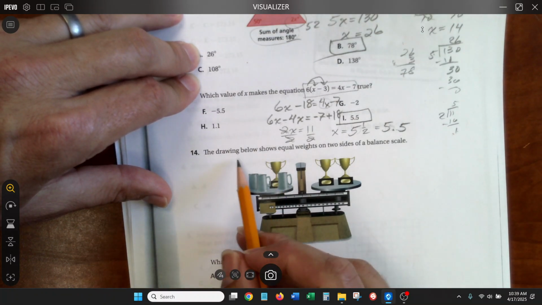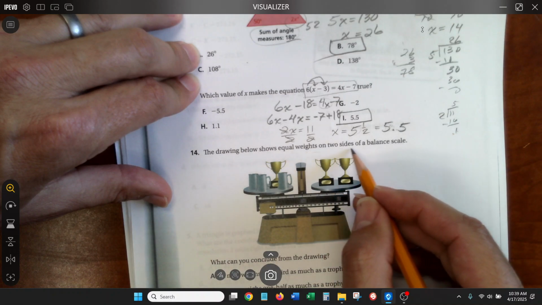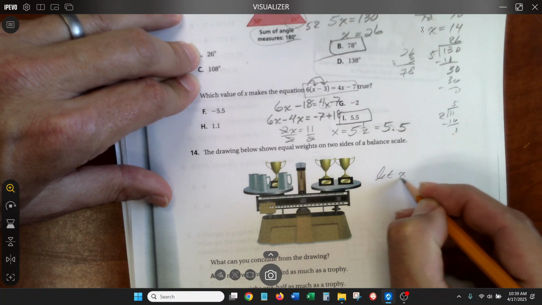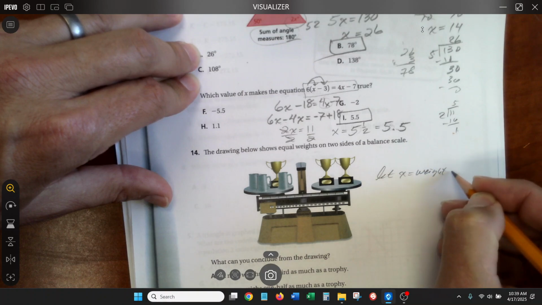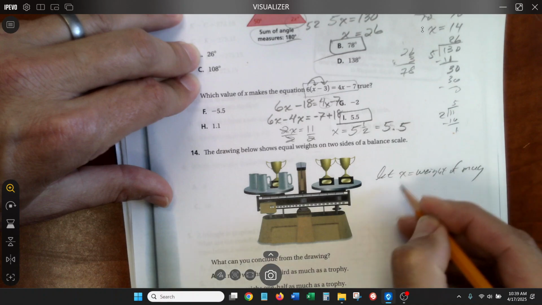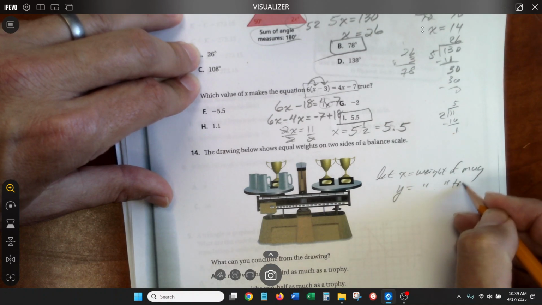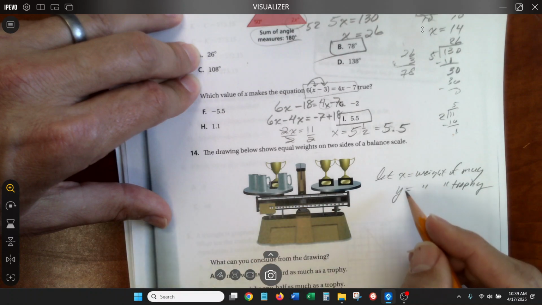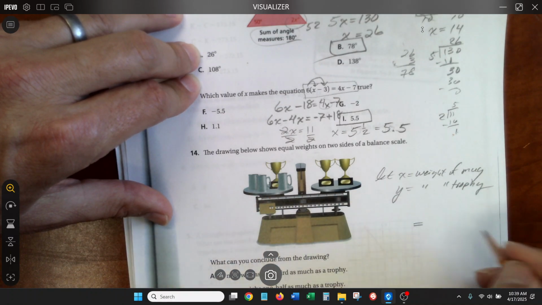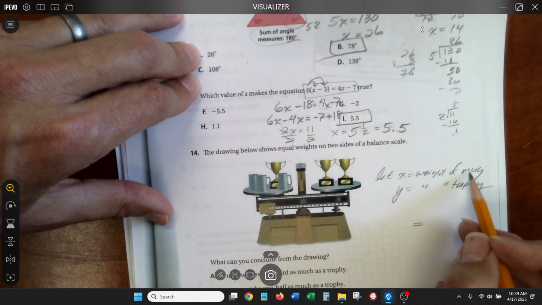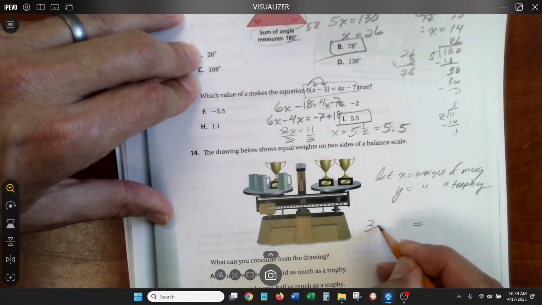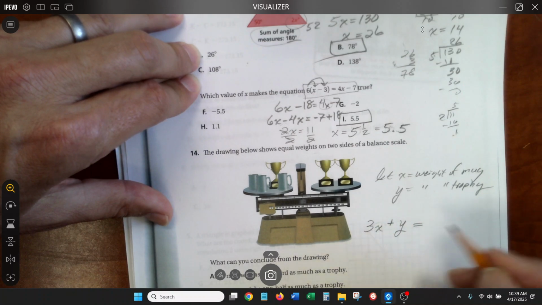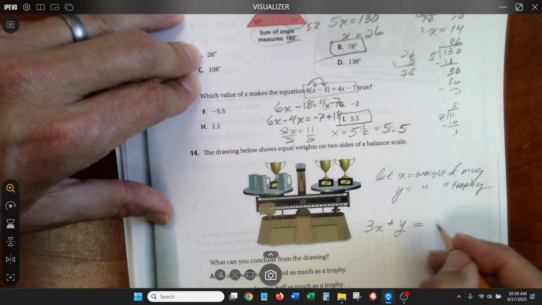Okay, so number 14, the drawing below shows the equal weights on two sides of a balance scale. We've got trophies and mugs. So we'll let x be the weight of a mug, and we'll let y be the weight of a trophy. Sorry, I may have done this the other way around when we did it this morning. By the way, if they're equal, the weights on the left and right are equal. There are 3 mugs on the left, so 3 times x, plus 1 trophy, so plus y, is equal to the weight of 2 trophies.